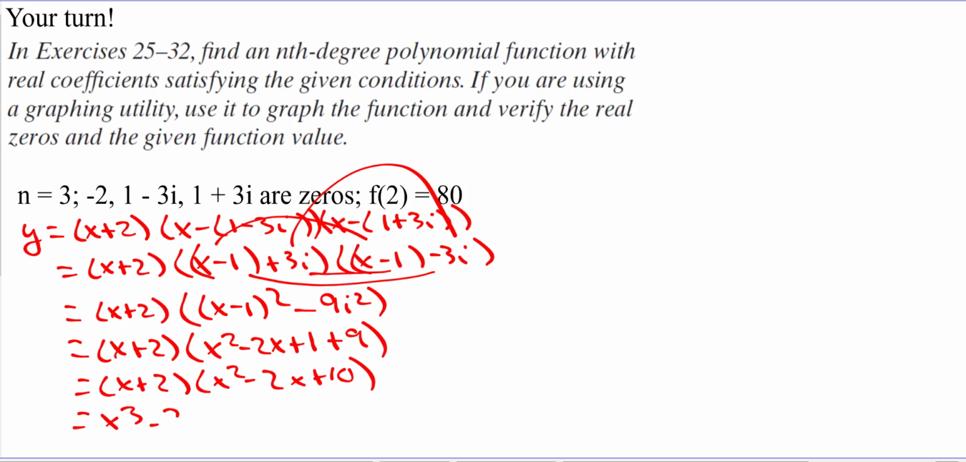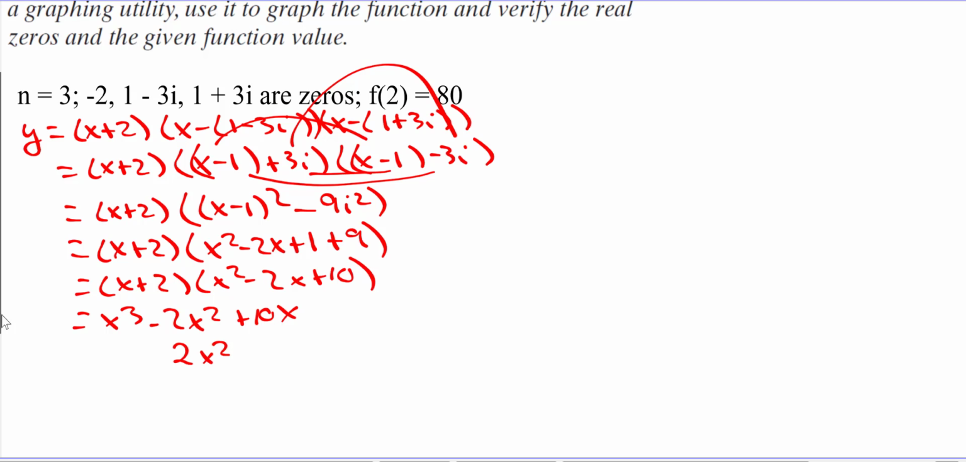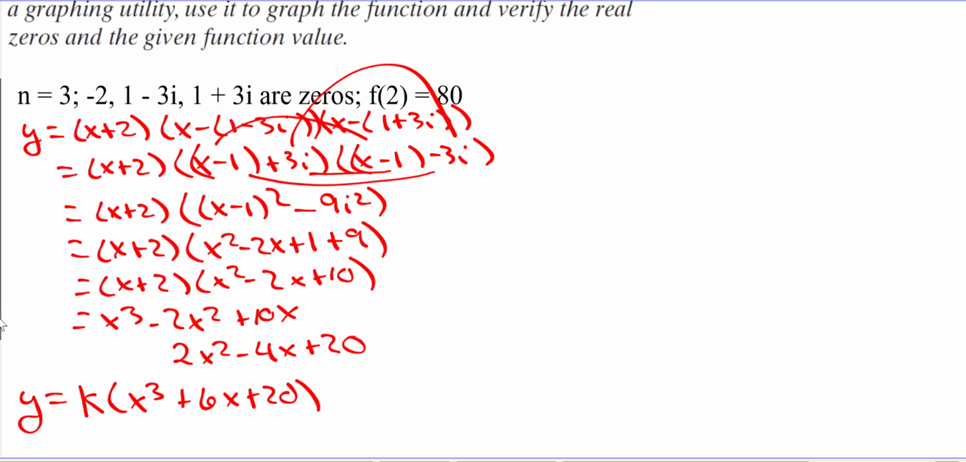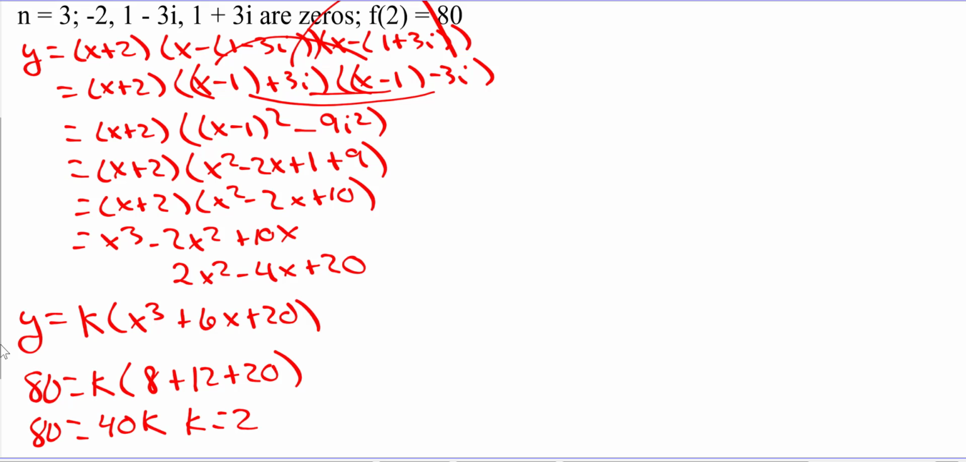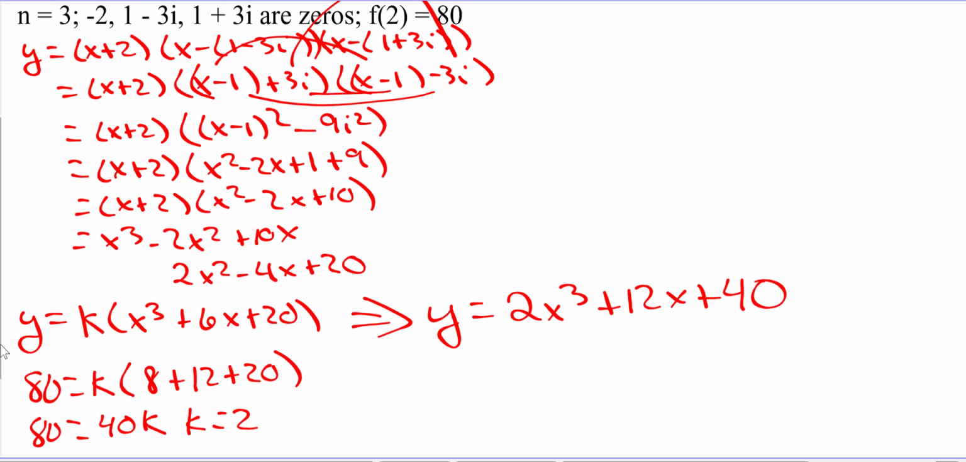And so we have x to the third minus 2x squared plus 10x. Run the 2 through. So 2x squared minus 4x plus 20. And we want this to equal 80 when we plug 2 in. So we want k times x to the third plus 6x plus 20. So we want this to be 80 when we plug 2 in. 80 is equal to k times 8 plus 12 plus 20. So 80 is equal to 40k, so k is equal to 2. So the final answer here is y equals 2x to the third plus 12x plus 40, because we distributed a 2 through there.